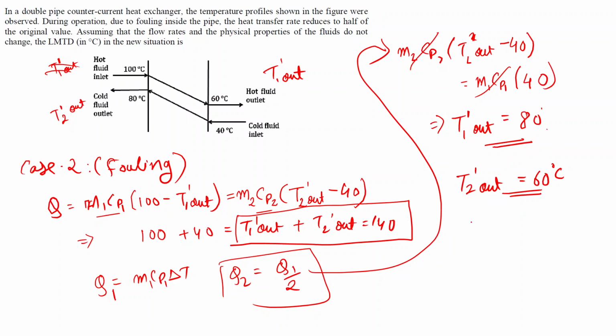So for the hot fluid the outlet temperature will be 80 and for the cold fluid it will be 60. If I have to draw this temperature profile for this new case, the hot fluid inlet will remain at 100 degrees Celsius and the outlet temperature is 80 degrees Celsius. Similarly the cold fluid inlet will remain the same at 40 and outlet temperature is 60 degrees Celsius.